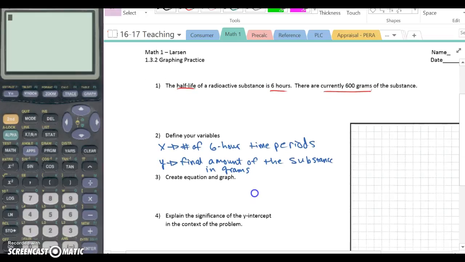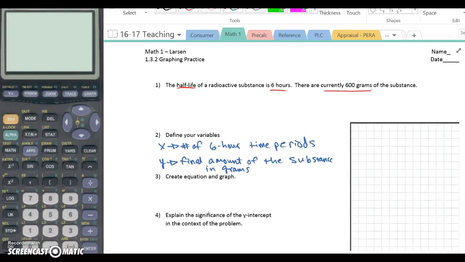Okay, so we know that since it's half-life, it's going to be exponential. So A times B to the X equal to Y. Starting value of 600. B, since it's half-life, my B value will be 1/2. That'll never change on a half-life problem, just by definition. So 600 times 1/2 to the X is equal to Y.